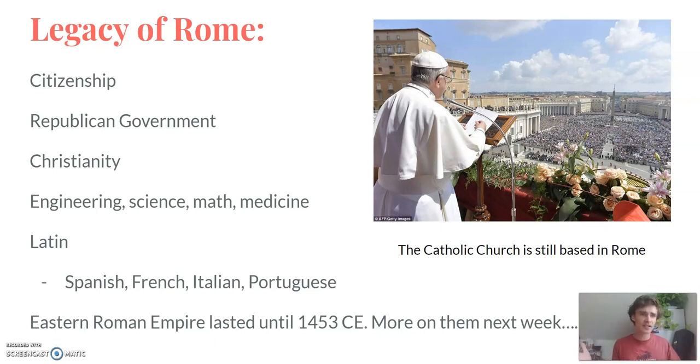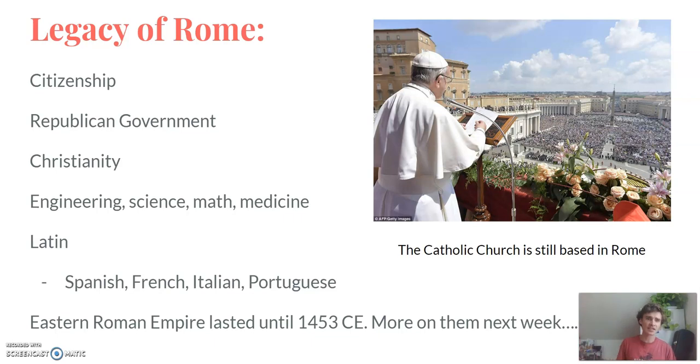The idea of citizenship and republican government is still influential throughout the world today. Remember that our country is a republic. The religion of Christianity was widespread throughout Rome, as we saw, and it became the official religion of the empire before it crashed. The Catholic Church is still based in Rome, and Pope Francis, who is the current leader, still lives in the Vatican City, which is a part of Rome.